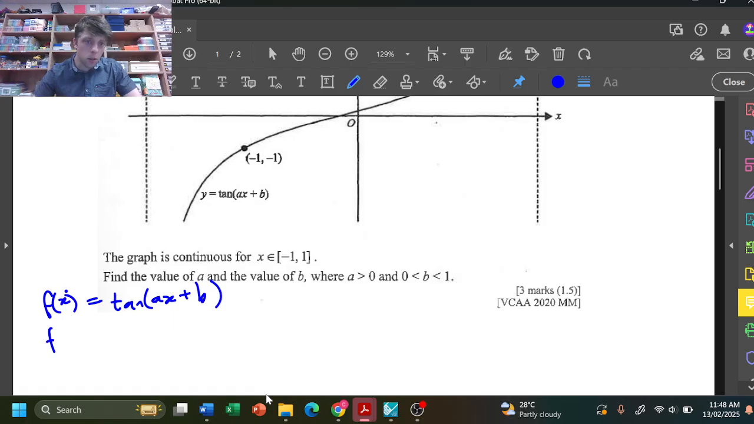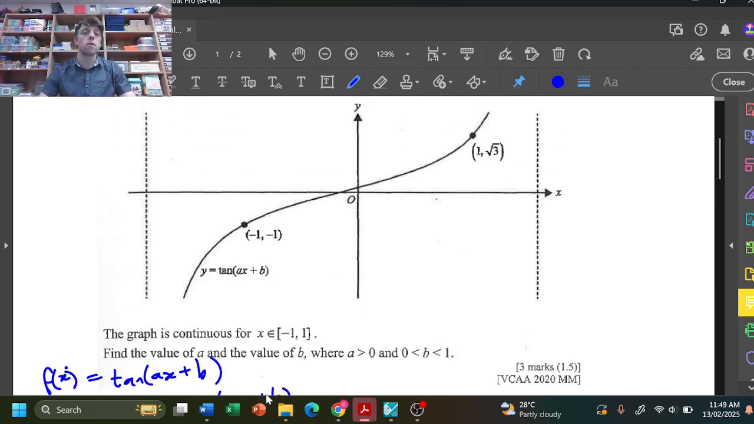So first up, I'm going to just take this formula and I'm going to substitute in -1. And I know based on this data point, when x is equal to -1, y is equal to -1 as well. So if I put in, instead of x, -1, this will become a times -1, which will be -a plus b. Okay. And similarly, if I put in 1 into this formula, I should get an output of √3.